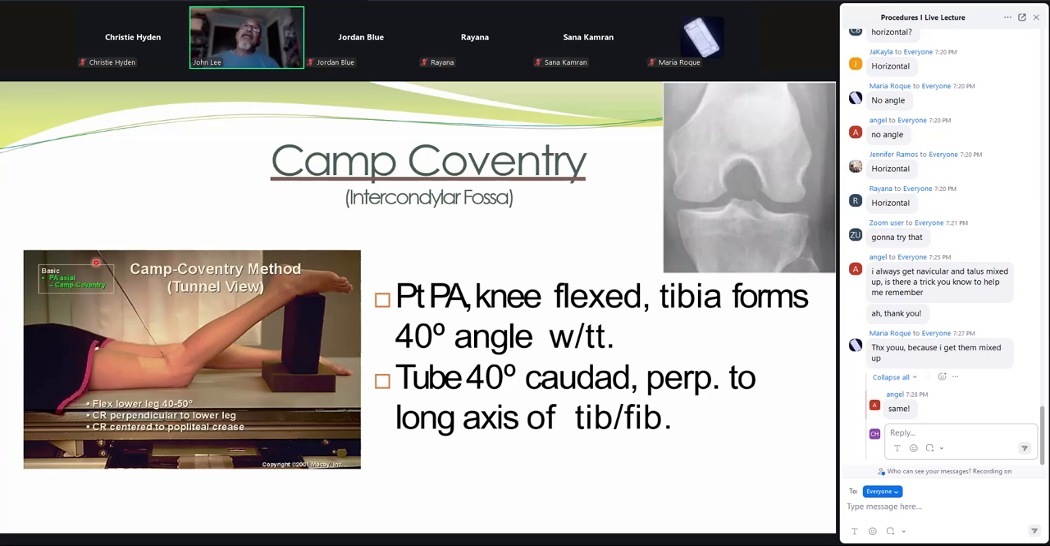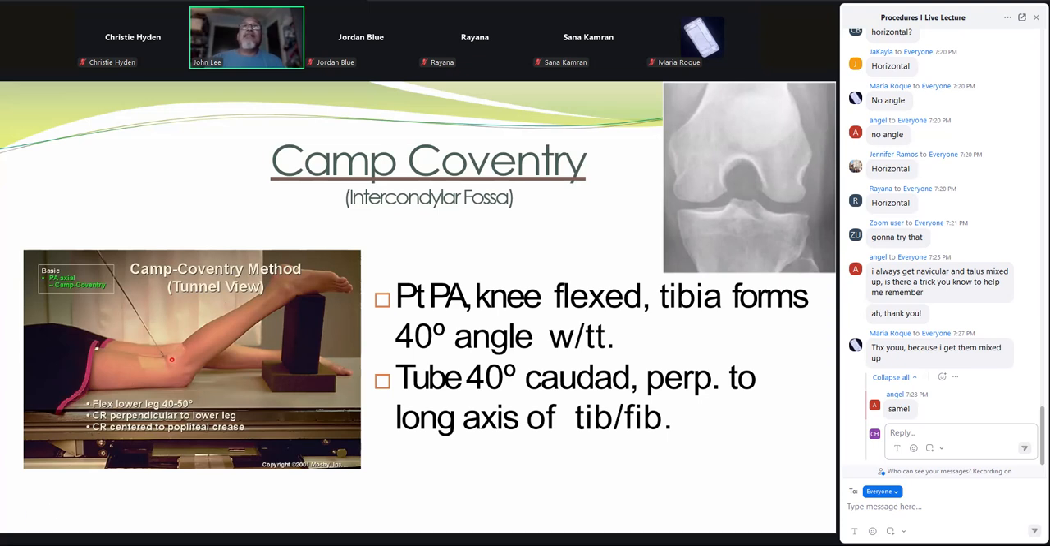Even though the CR has a 40-degree angle on it here, caudally, this CR is perpendicular to the lower leg. So when you're doing the Camp Coventry, depending on how much the patient's going to be able to bend their knee, if they can get it to 40, 50 degrees, 40 is going to be better. That's what we'd like to see is 40, because it doesn't require as much of a bend. But then that makes it easy to put this at 40 as well. So that'll give you that perpendicular.